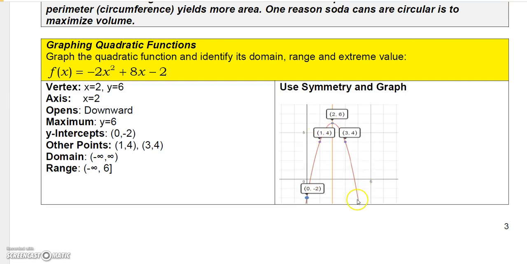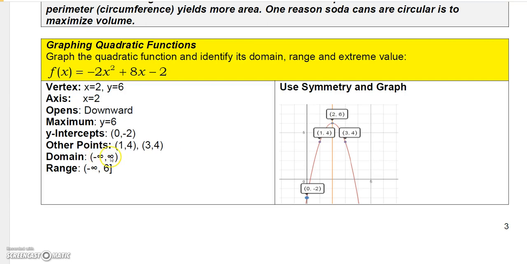And then lastly, if you wanted a more accurate picture, you could just plug in a value of 1 here and get its y value, which would be 4. And then since you know that point is 1 unit to the left, you would know there's another point 1 unit to the right of this axis. So that way you would get a couple more points. You could use these 5 points, and then the vertex, and you could get a pretty good picture.